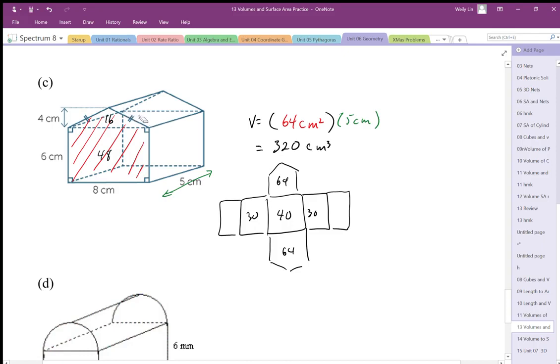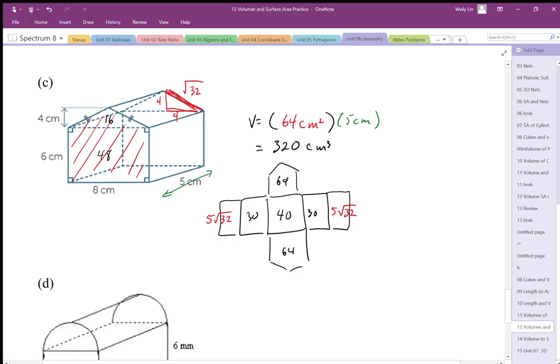Now here, this is where I have to use some Pythagoras, because I don't know this edge length. And I'll draw it in red. I don't know this edge length. Okay, so to find out that edge length, I need to use that 4 centimeters here and 4 centimeters here. So that's going to be 4 squared plus 4 squared is 32. So square root 32. And this is going to be a width of 5. So square root 32 times 5. I'm just going to leave it as 5 square root 32. Okay, this is also going to be 5 square root 32.